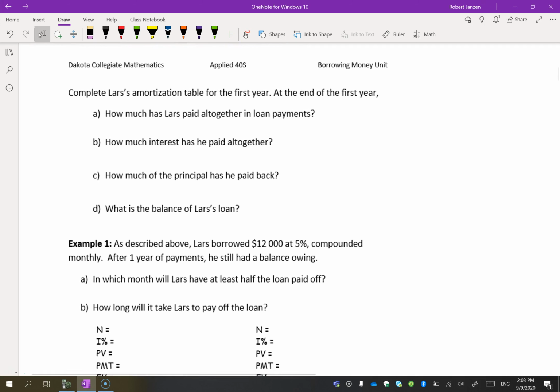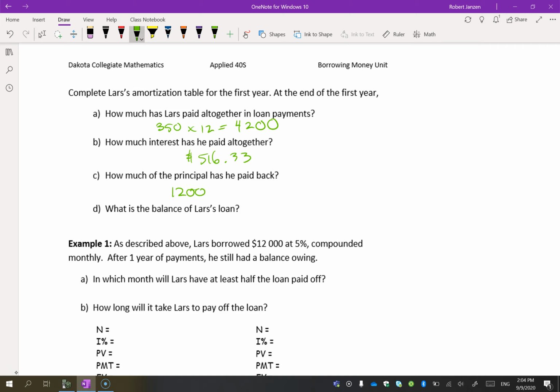Okay, so we completed this amortization table. How much has Lars paid altogether in loan payments? We can add that up. If you look, he's going to pay $350 times 12 months, so he ends up paying a total of $4,200. Okay. How much of that is interest? $516.33.